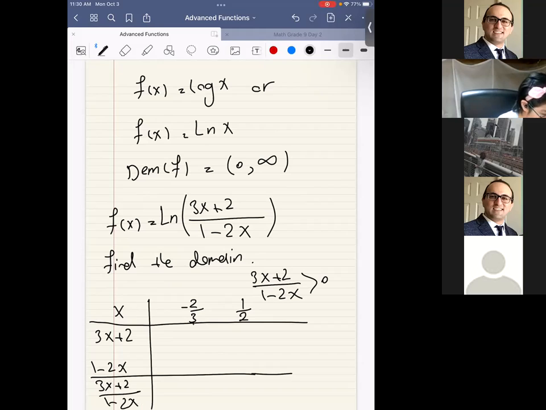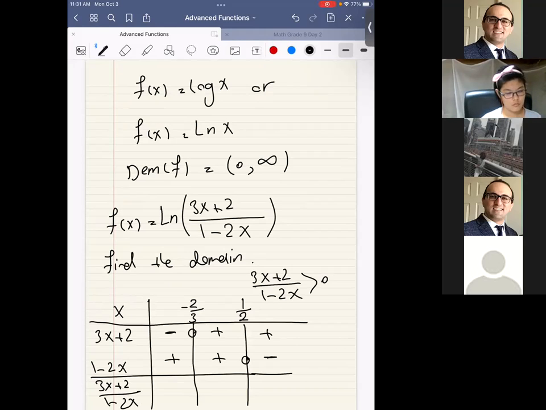The denominator cannot be 0. So 3x plus 2 is 0 when x is minus 2 over 3. And here is positive, here is negative. 1 minus 2x is 0 when x equals 1 half. But when x is greater than 1 half, this is negative. When x is less than 1 half, it's positive.